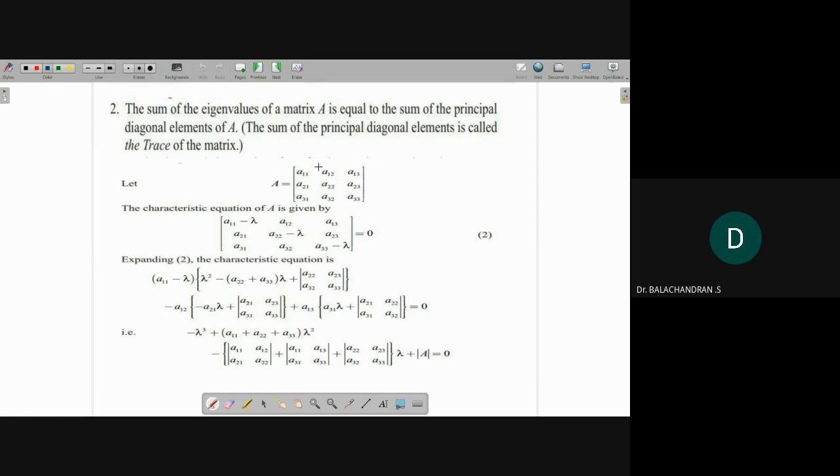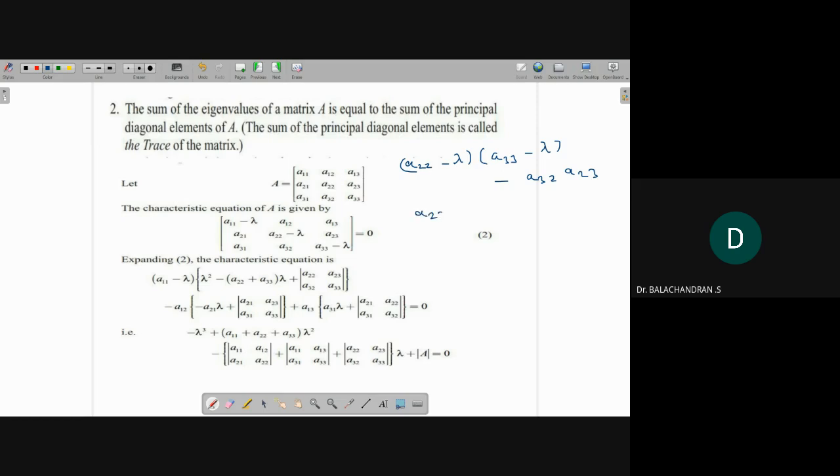So this is the matrix A. First step, the characteristic equation, and then we expand it. You know how to expand the determinant: A11 minus lambda, leave this column and this row. What is remaining? Multiply: A22 minus lambda into A33 minus lambda, minus A32 into A23.